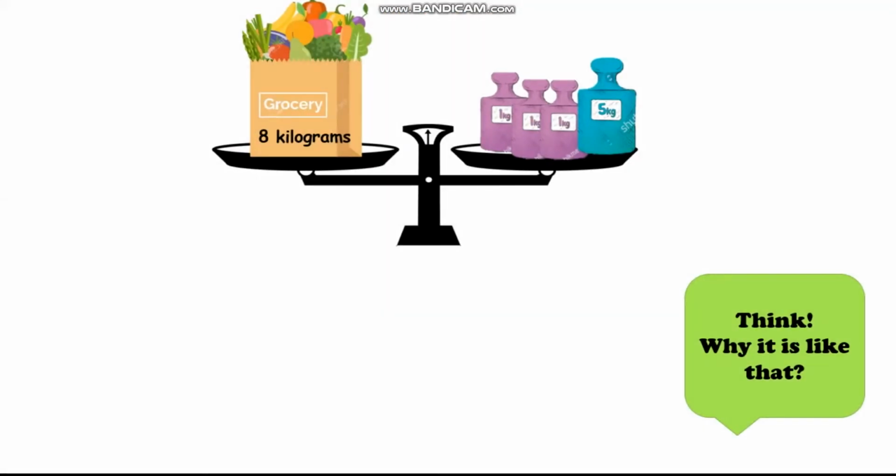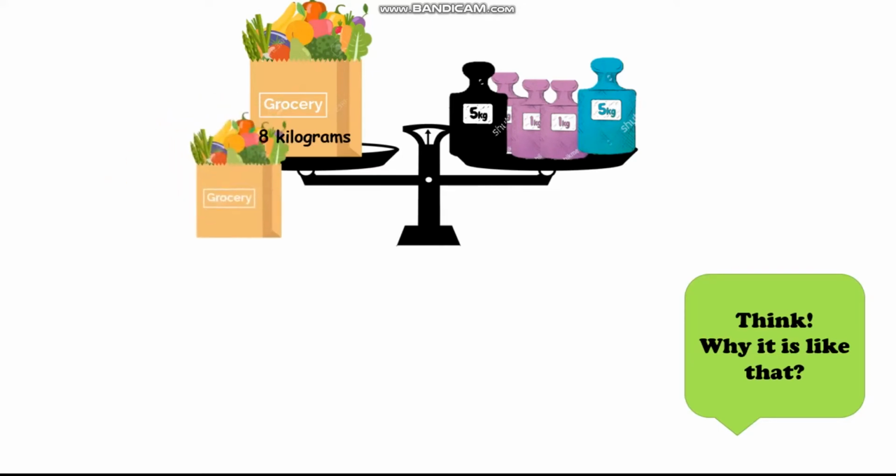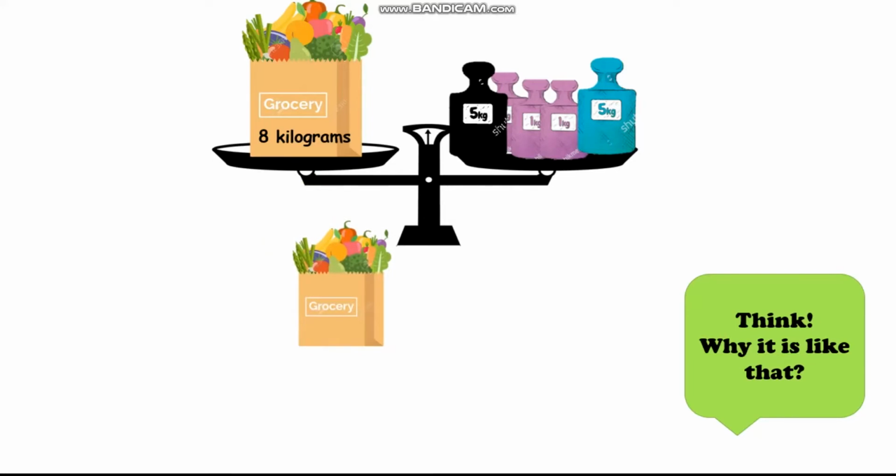Let's say that I add another weight to the right side. What do you see when I add this one? Yes, we can see that on the left side we have a packet of vegetables and on the right side we have 13 kilograms. Are these equal to each other? Think about it. On the left side we have 8 and on the right side we have 13. Are these equal? I think these are not. So we should put the unequal sign.